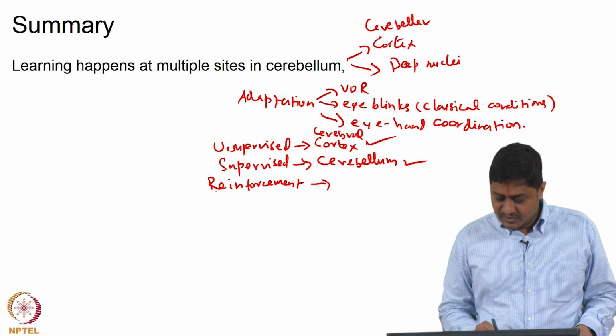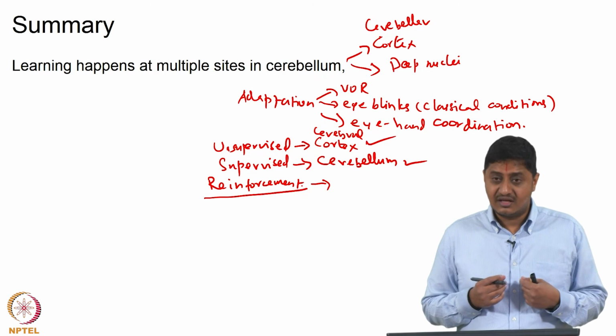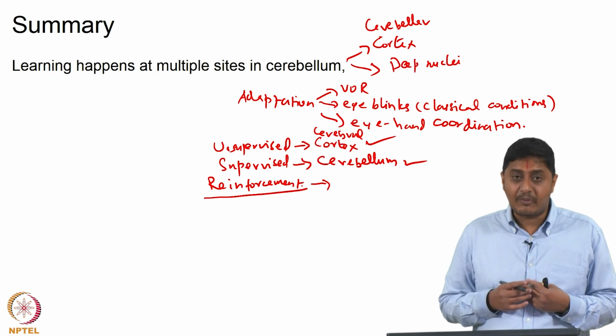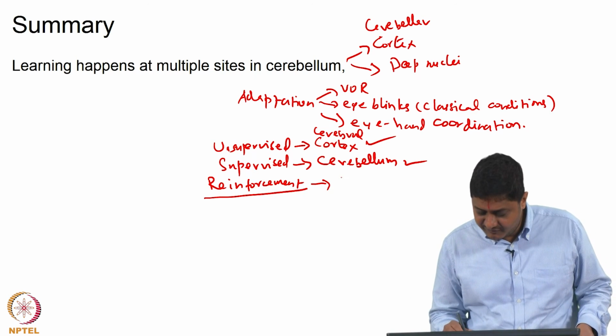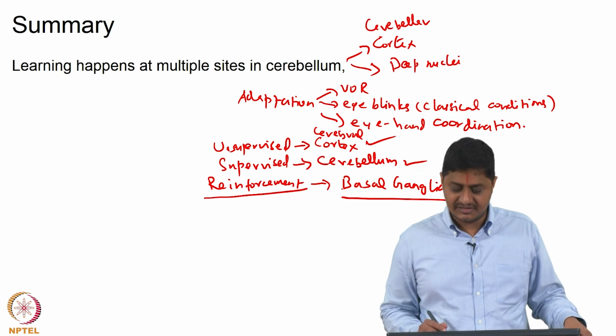Then, how reinforcement learning, which is reward related response and reward related learning, happens in the brain, forms the discussion of our future classes. It is believed, hypothesized, to be implemented in the basal ganglia and other related circuitries.